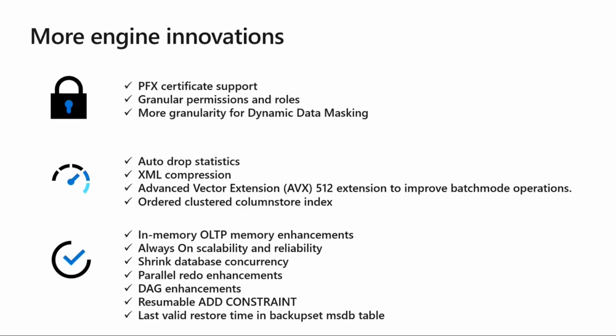Many more improvements in the engine, right? For example, more granularity with dynamic data masking, XML compression, right? For the very first time, we can compress XML. Of course, we won't be using a ton of disk, but we will be using more CPU to compress and decompress. And then, many enhancements like, for example, shrink database concurrency, or being able to shrink our databases with low priority, something that today we have problems with, right?